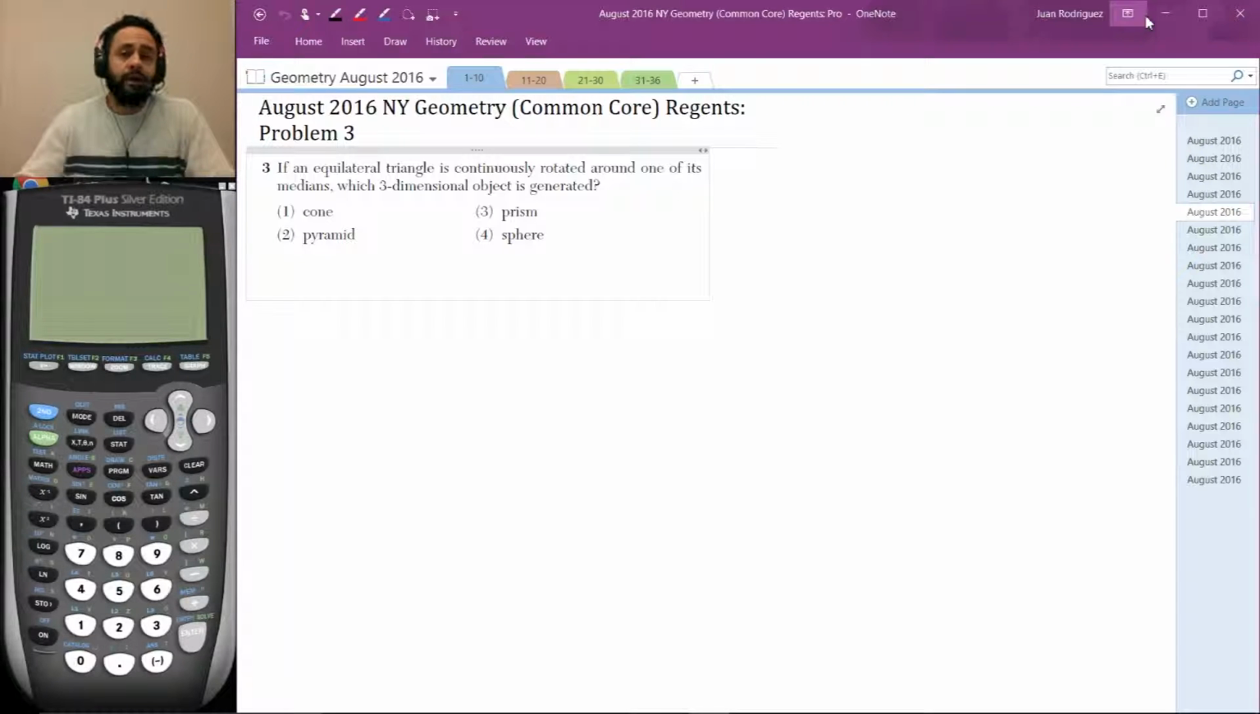If an equilateral triangle is continuously rotated around one of its medians, which three-dimensional object is generated? Cone, pyramid, prism, sphere. All right, definitely recommend that you pause the video, try the problem on your own, and see if you get the right answer.